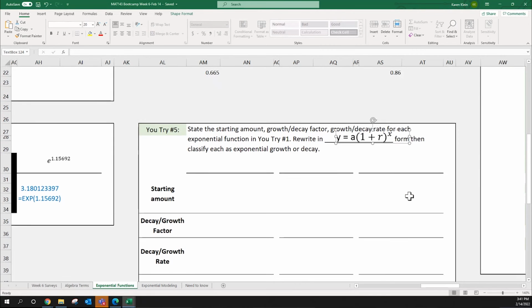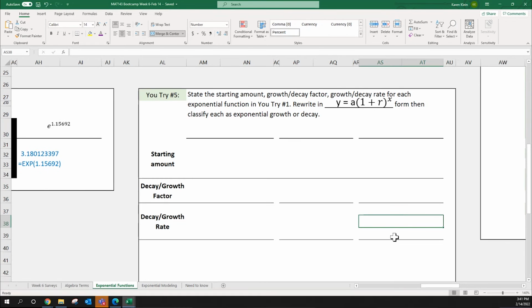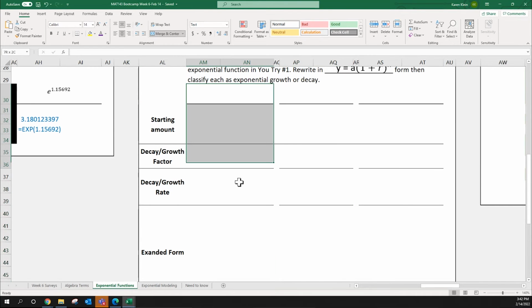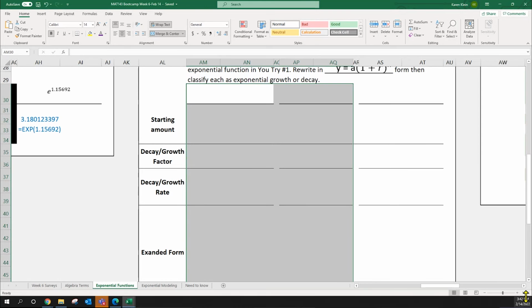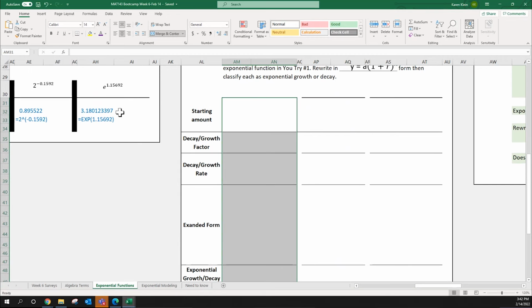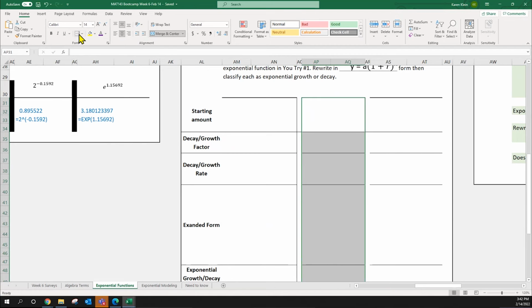All right, scrolling down to you try 5. It says state the starting amount, the growth or decay factor, and the growth or decay rate for each exponential function in your you try number 1. So rewrite them in that expanded form and then classify each exponential as growth or decay. So why don't we do that? And I might add a little barrier in here. Let me reduce my size so I can see all the things I'm looking at. I'm going to add a line in here just to separate these out.